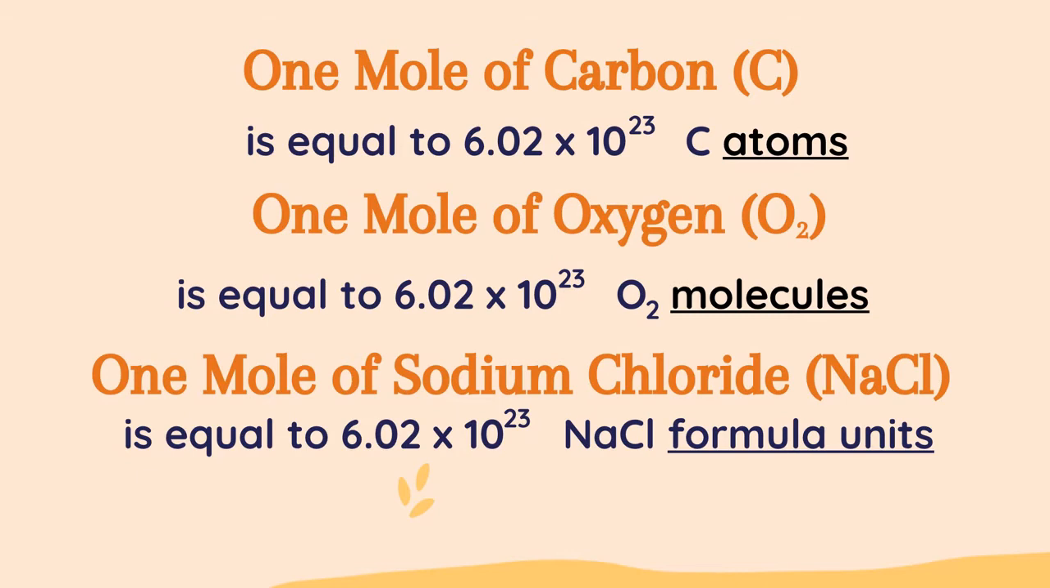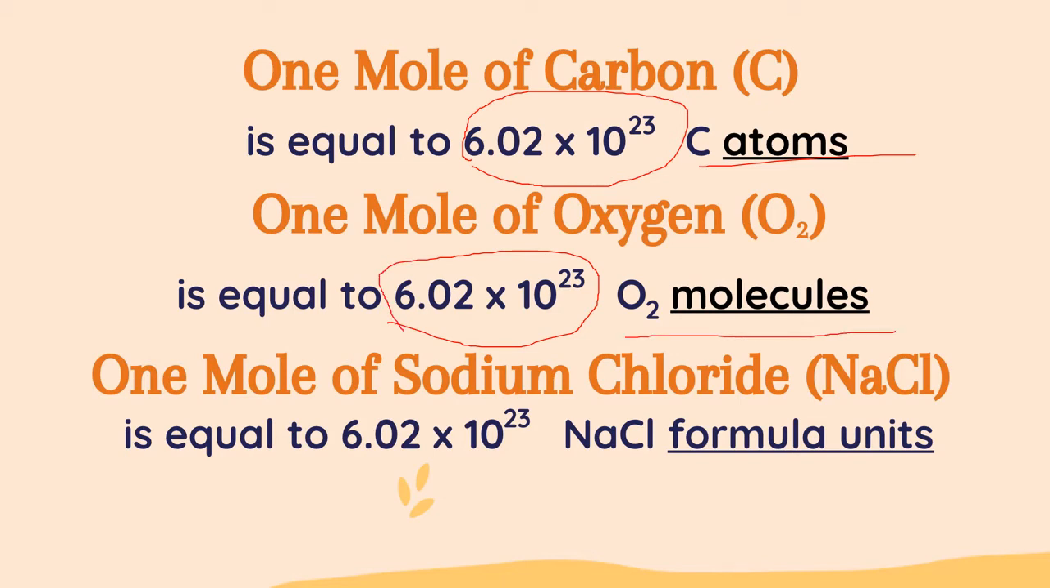Now, 1 mole of carbon is always equal to 6.02 times 10 to the 23 carbon atoms. 1 mole of oxygen gas is always equal to 6.02 times 10 to the 23 oxygen molecules, while 1 mole of sodium chloride is equal to 6.02 times 10 to the 23 NaCl formula units. That's 1 mole each. But these are different substances. But because they are 1 mole of each, then they always have the same number, which is 6.02 times 10 to the 23 particles.